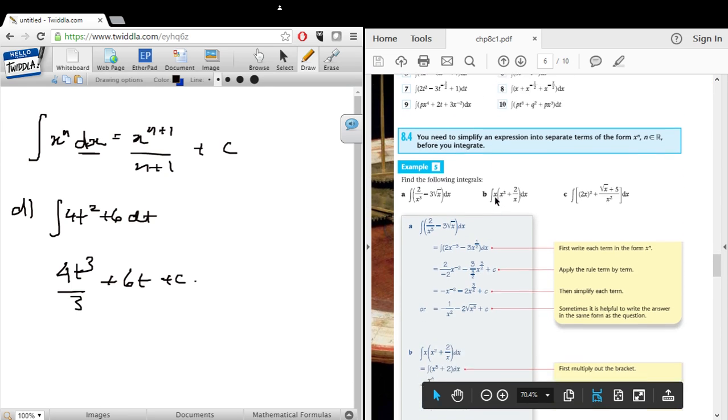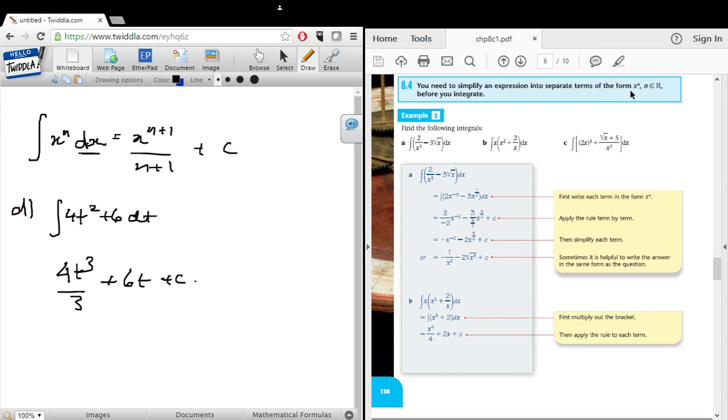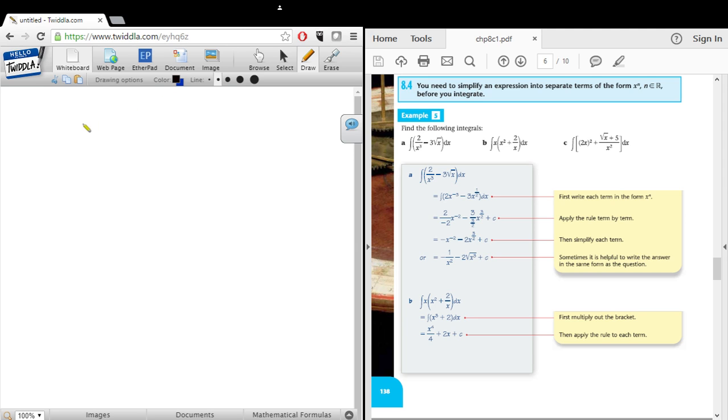You need to simplify an expression into separate terms of the form x to the power of n before you integrate. So what this is essentially telling you is you need to simplify everything first before you can carry out integration. And the reason is as follows. Let's take question B. X squared plus 2x.